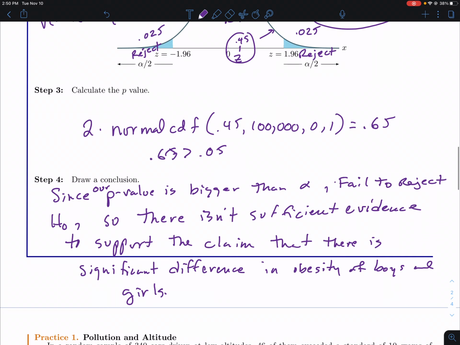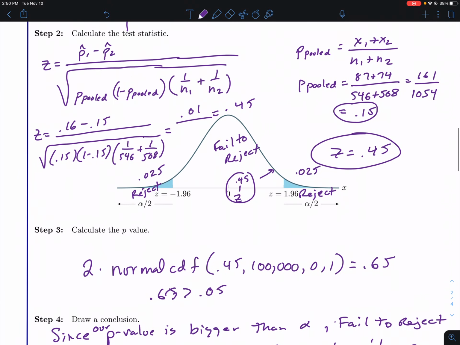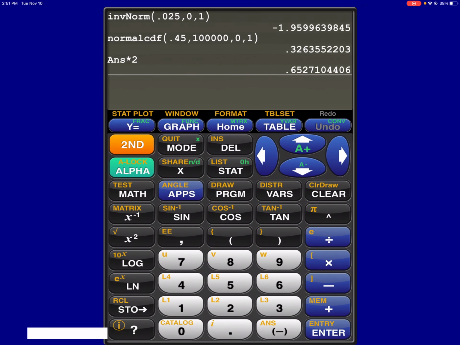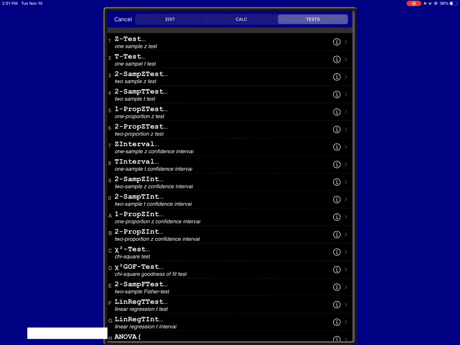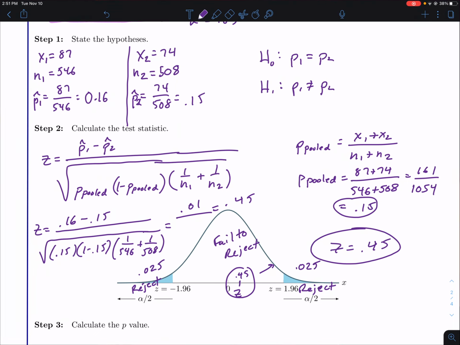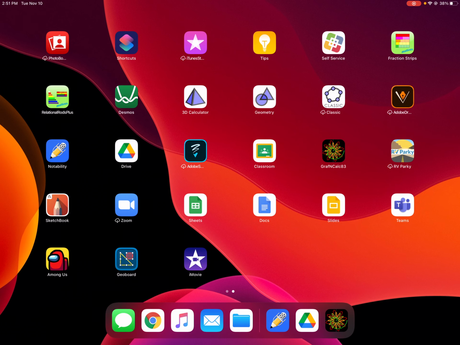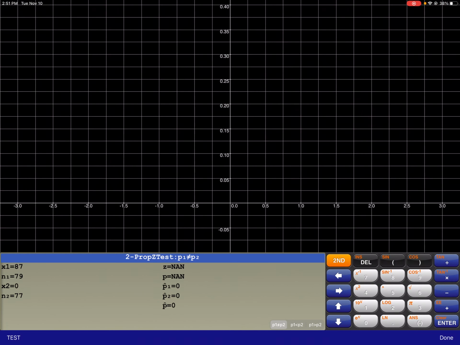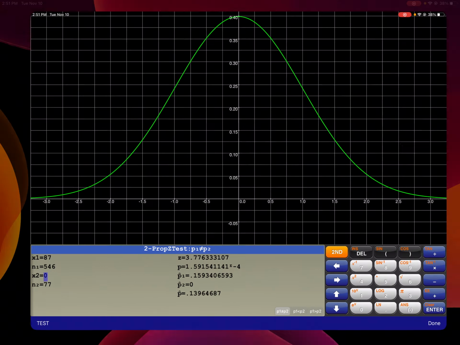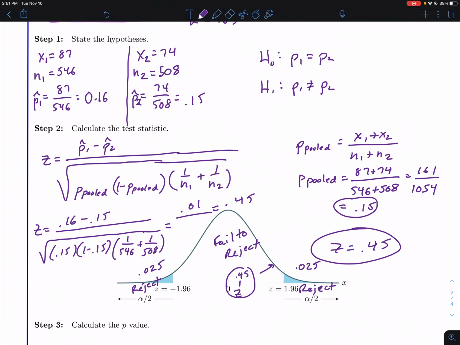All right, so now let's do it real quick using the calculator just to show everything here. So let me see what I need. 86 and 546. Let's go to the calculator. Again, go to stat, test. In this case, we want 2 prop z test. And we had, oh, I totally forgot it again. So 87 and 546, and 74 and 508.